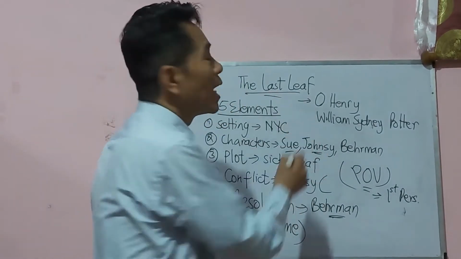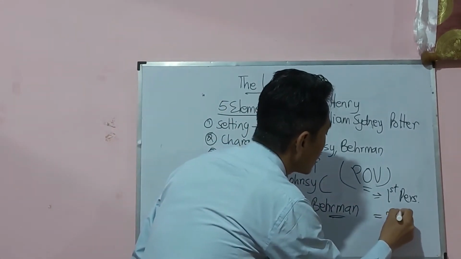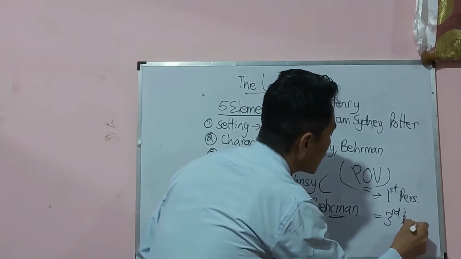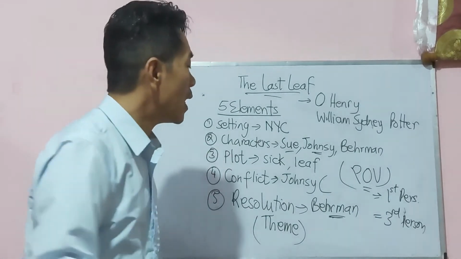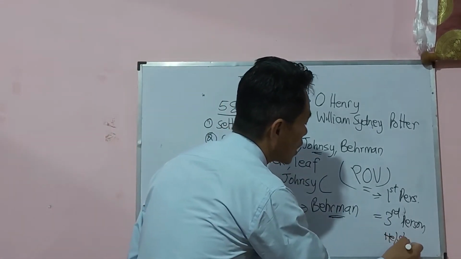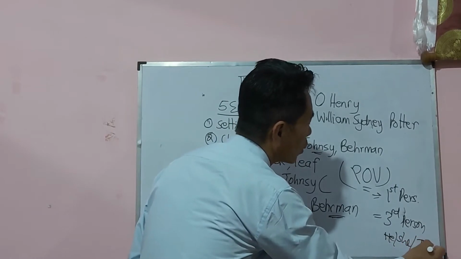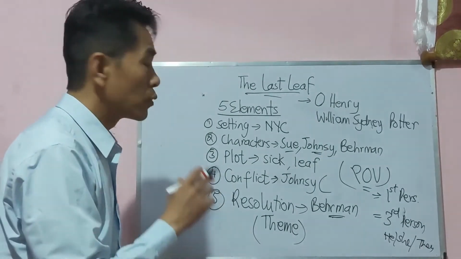And lastly, the narration is done in third person. You got it? So the narrator was not involved in the story, but he was telling. So we have words like he and she and they. All these are third person. Now these are the things that you have to keep in mind.